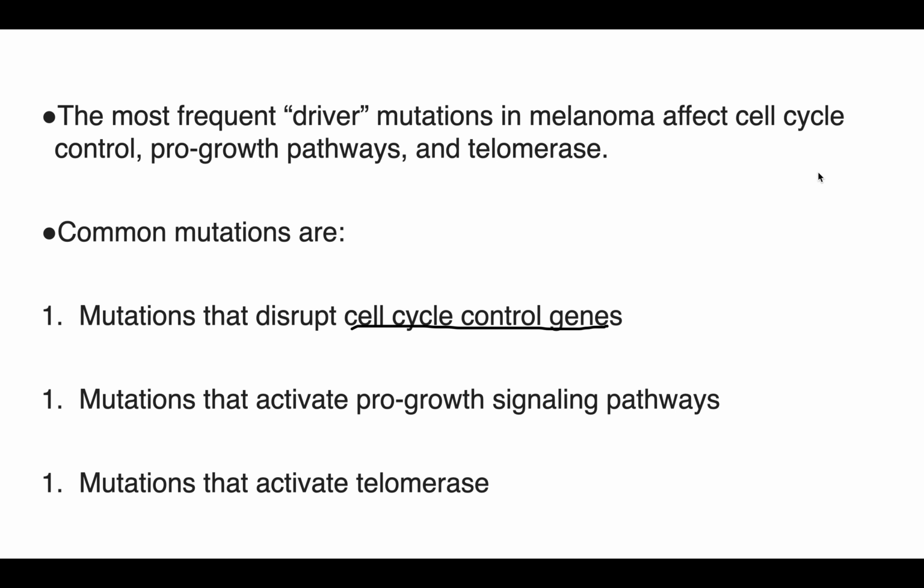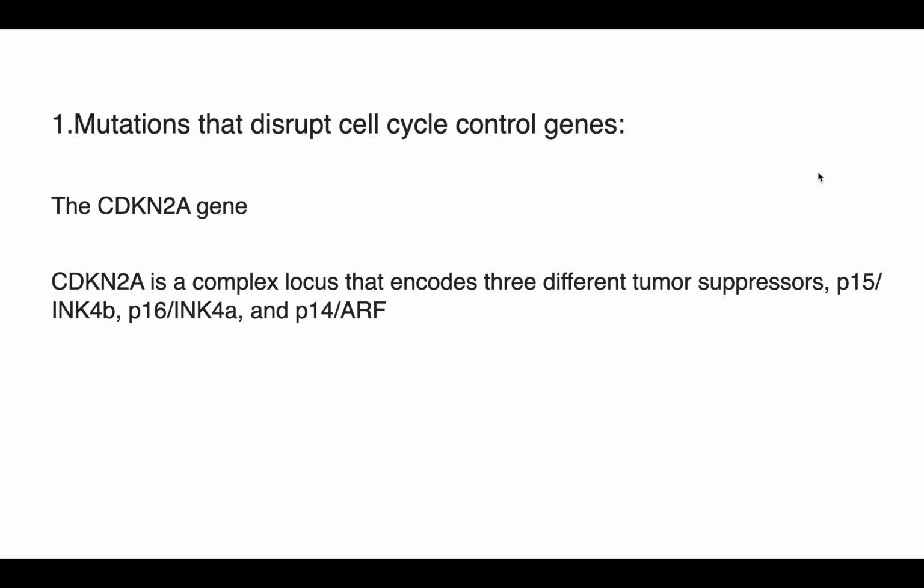So mutations that disrupt cell cycle control genes. Second is mutation that activates pro-growth signaling pathway. And lastly, mutation that activates telomerase. So these are the three mutations which can take place. We will understand one by one. One is the cell cycle control genes. What are those? We will see. So mutations that disrupt cell cycle control genes.